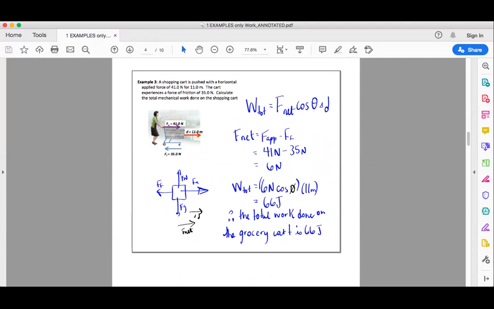So the first step here, since we want to calculate a total work, this whole piece here is total, so net force. We do a free body diagram first, so that we can write our F net statement, F applied minus F friction, that gives us our horizontal F net. Our horizontal F net is 6 newtons, and we sub the 6 newtons into this formula to get 66 joules. So the total work done on the object is 66 joules.